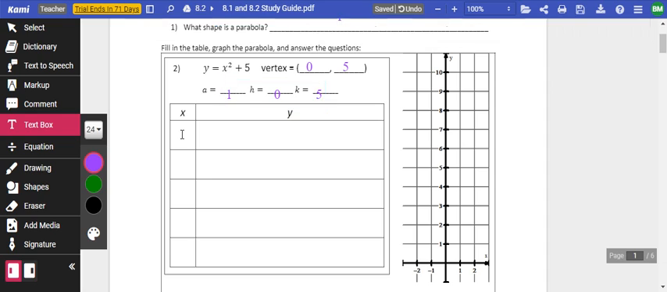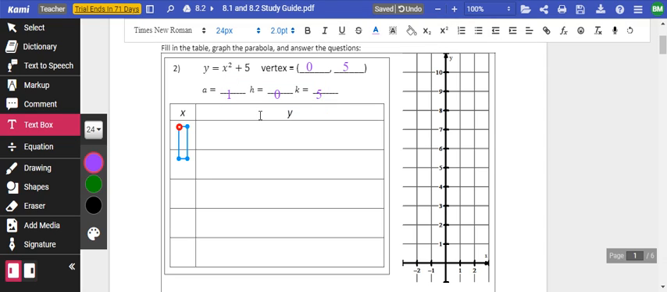Now I can go here and find all my points. When I plug in -2, I get 9. When I plug in -1, I get 6. When I plug in 0, I get 5, knowing that's my vertex. When I plug in 1, I get 6. See how it started repeating itself? And when I plug in 2, I get 9.